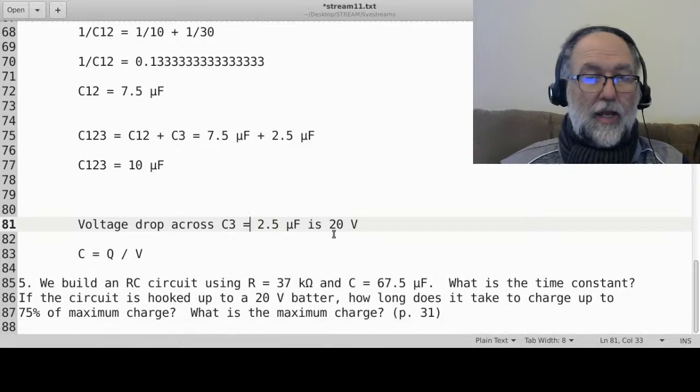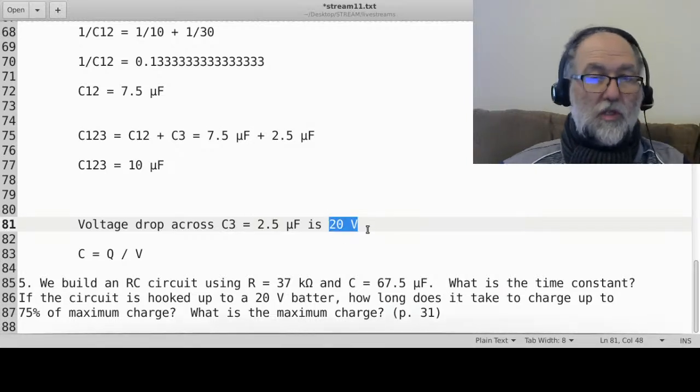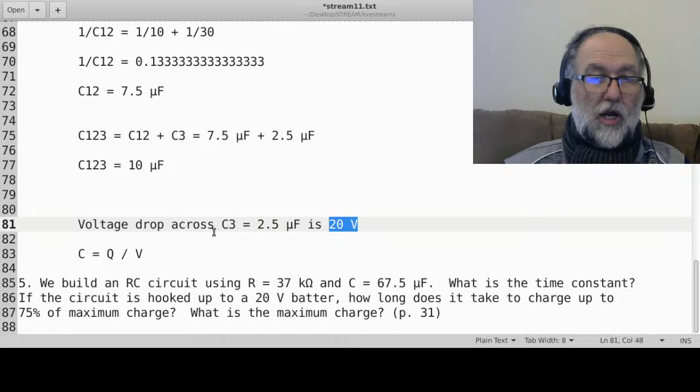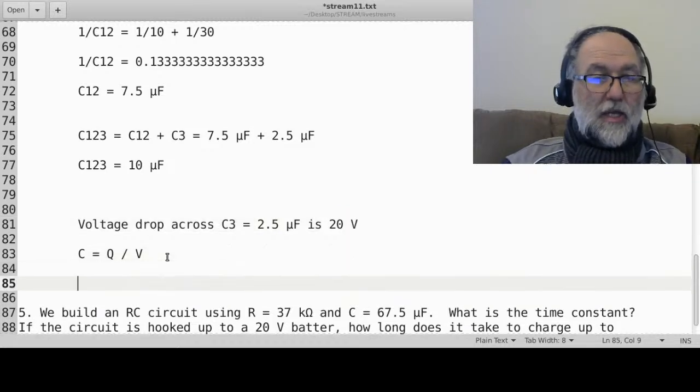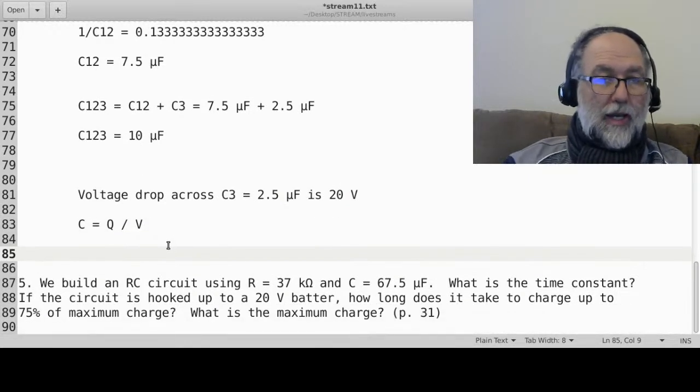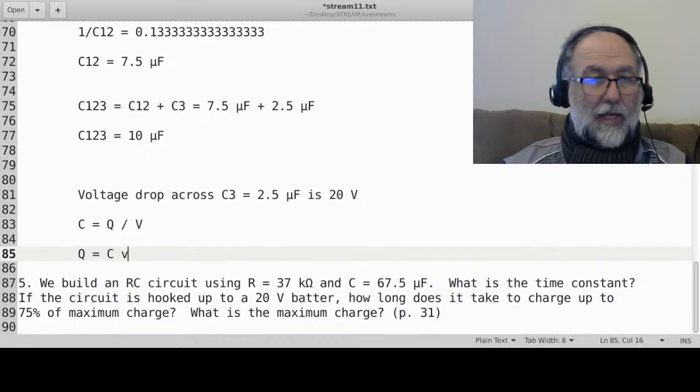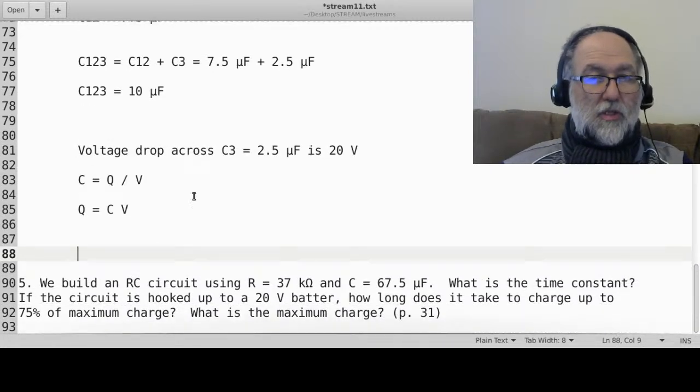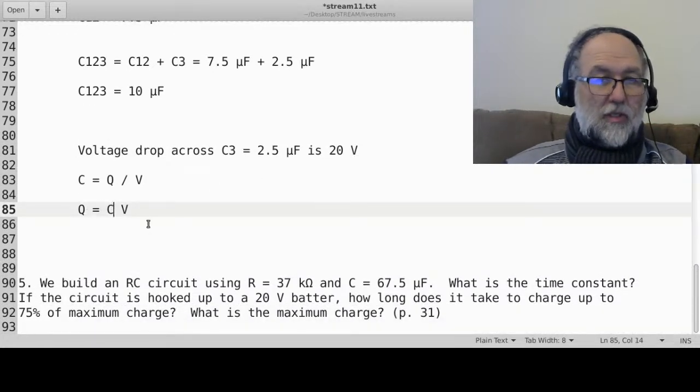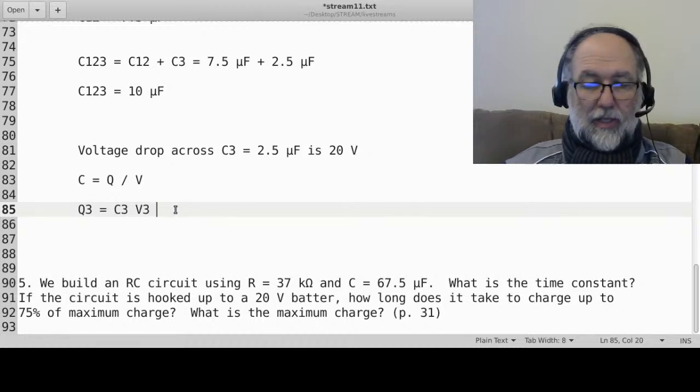2.5, like that. And do I have the voltage? Yeah, I told you it's 20 volts. And so can I find the charge on C3? Yeah. If I take this and rearrange it, Q is equal to CV like that, and just to not get confused because there's a bunch of capacitors, let's say this is on capacitor 3, this is the voltage drop across 3, and that's the charge on 3 like that.